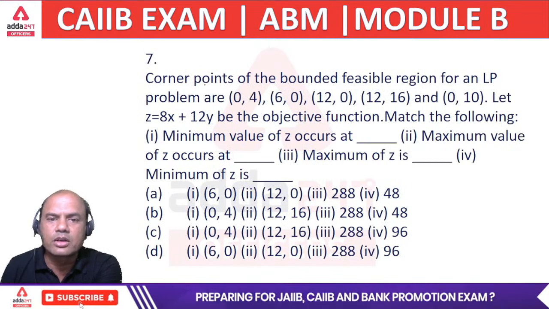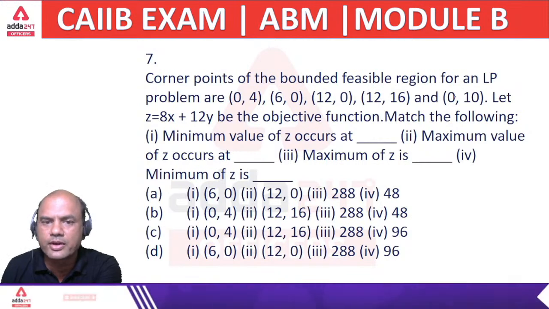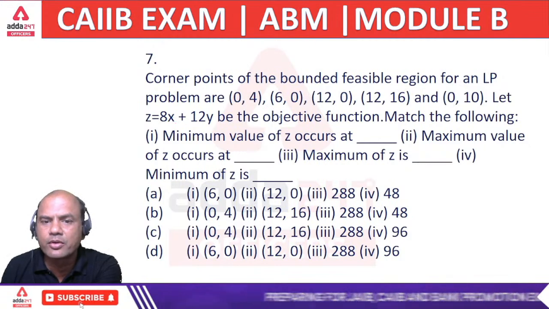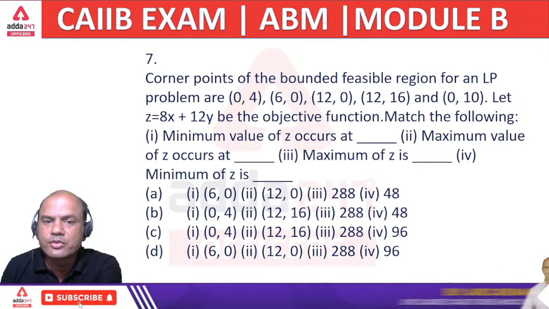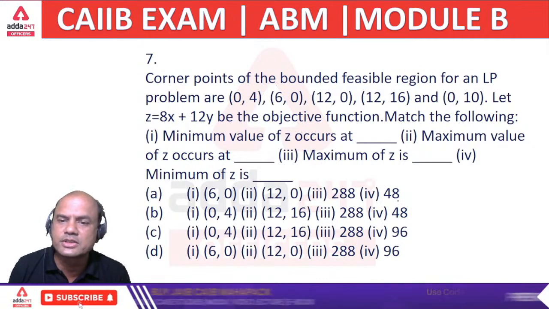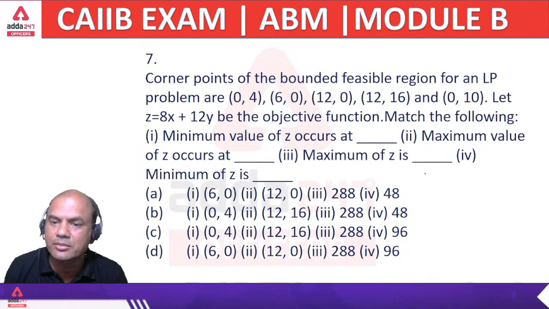Seventh. Corner points of a bounded feasible region of an LPP are these. Okay, these are the corner points. Let the z function be this, 8x plus 12y, of the objective function. Match the following, means we have to match the following. So try this. Same logic again, because this is a very important problem. These types you always get in the exam.